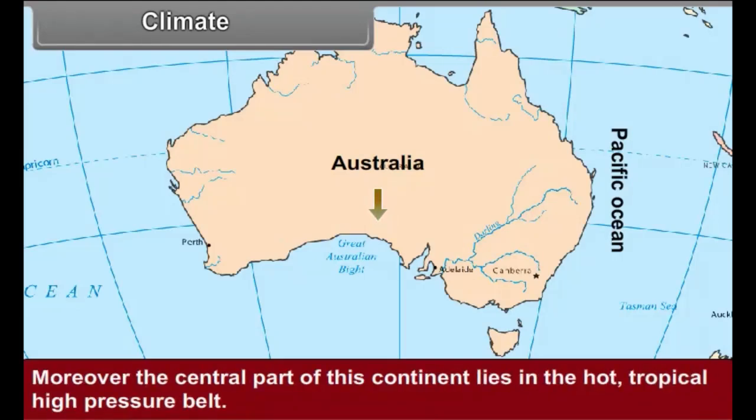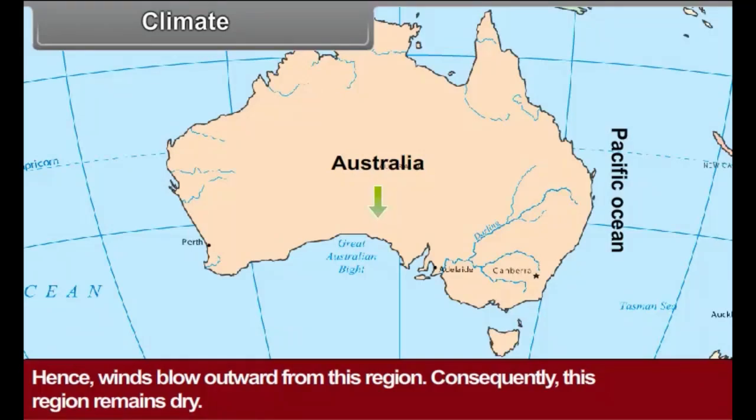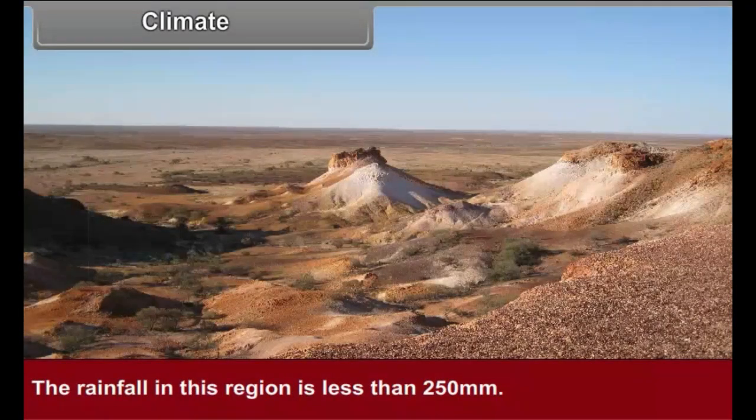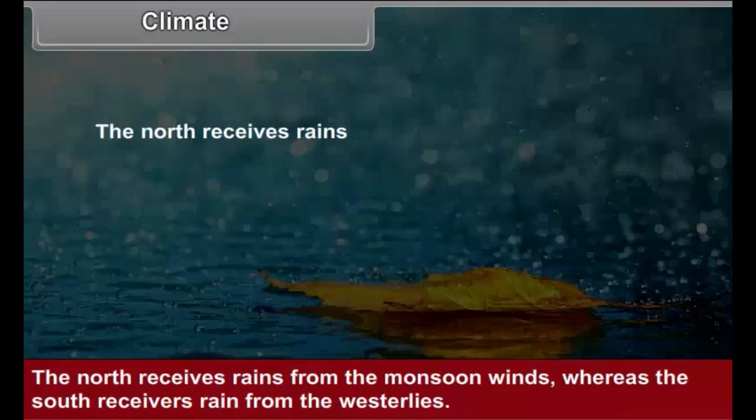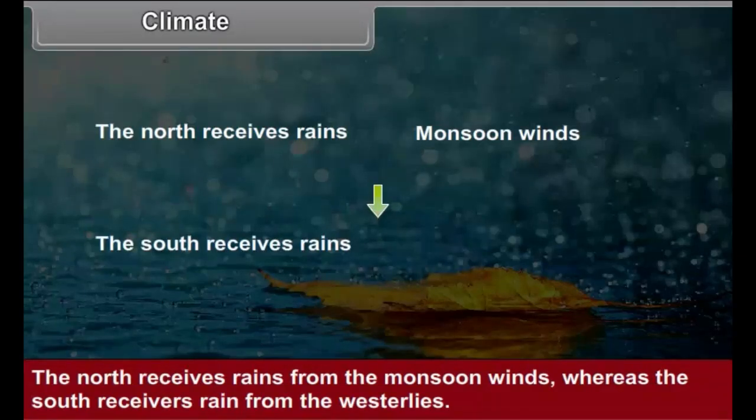Moreover, the central part of this continent lies in the hot tropical high-pressure belt. Hence, winds blow outward from this region. Consequently, this region remains dry. The rainfall in this region is less than 250 millimeters. That is why this has become a region of hot deserts. The north receives rains from the monsoon winds, whereas the south receives rain from the westerlies.